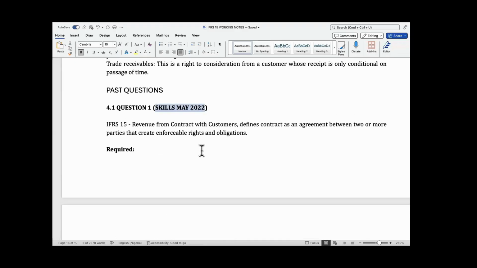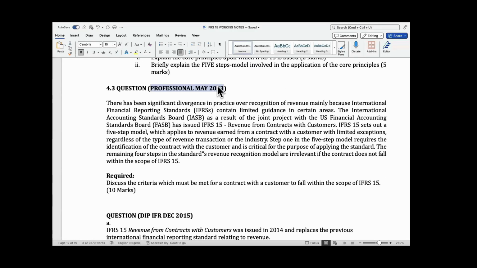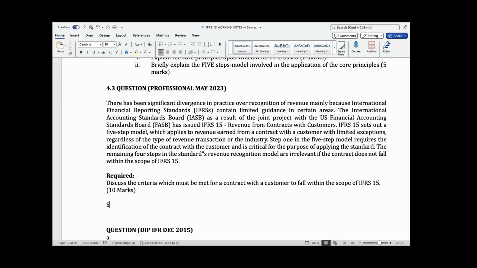So let's solve some past questions. This is a question at skills level. This is another one at skills level. This is a question at professional level, 2023. They say required, discuss the criteria which must be met for a contract with a customer to fall within the scope of IFRS 15. Can you remember this? The criteria. Now they say you should discuss, meaning you just need to write short notes. Nobody's asking you to write something huge. For you to even remember this, you must have actually read it very well.